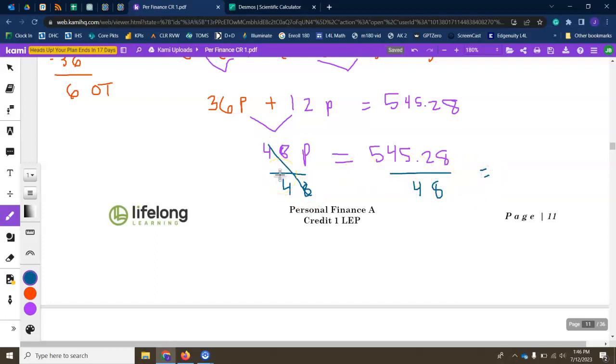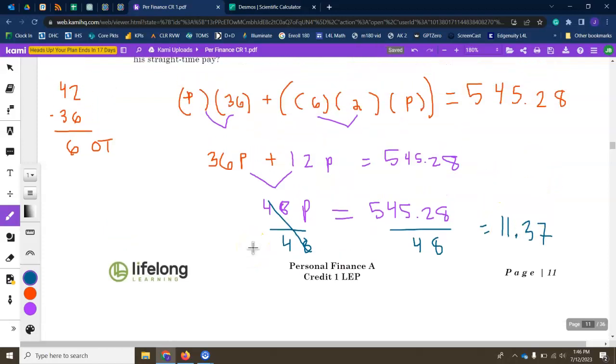Off screen, I'm going to calculate that for us. So that's $545.28 divided by 48 hours worked. And that tells us that, with a little bit of rounding, this person makes $11.37 every hour. And that's that. Please pause the video if you need to look at this information again, or rewind and rewatch. But that's it.